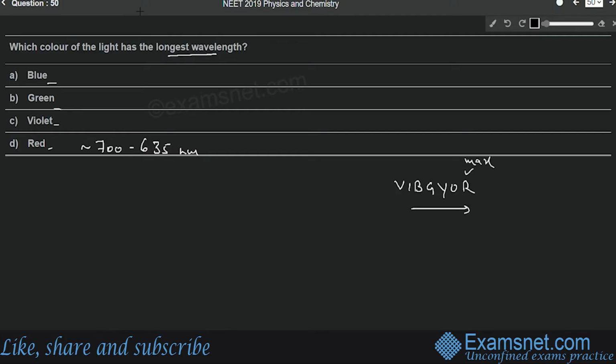So which has the minimum? It is violet. Violet color has minimum wavelength and it is about 450 to 400 nanometer. If we talk about the blue color, it is slightly more than that of violet, so it is 490 to 450 nanometer, whereas green color is even more, so it is about 560 to 520 nanometer.